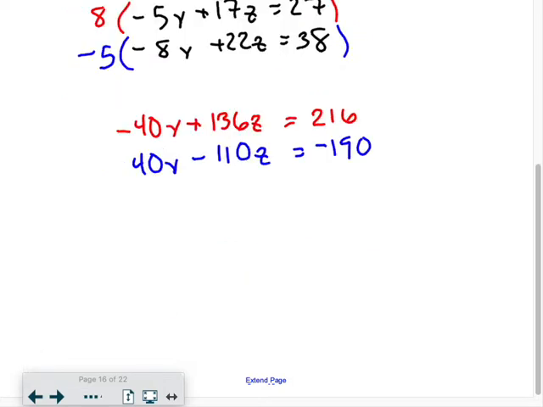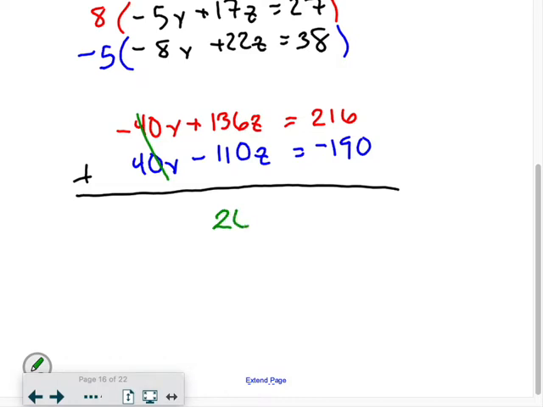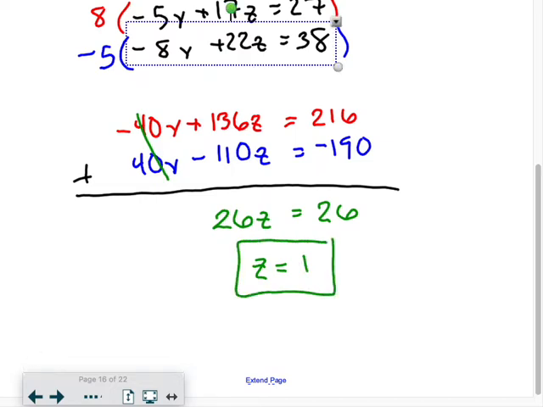And now your y variables are set up to eliminate. When I add them up, they're gone. And then we're going to continue to add the other terms. So 136, and we have 110, right? So what is that? That's 26, positive 26z equals, and then we have 216, and we're adding a negative 190 here, and that's going to be a positive 26, right? Solve, z equals 1. Be nice if we're done, but now we have to finish solving the system up here.